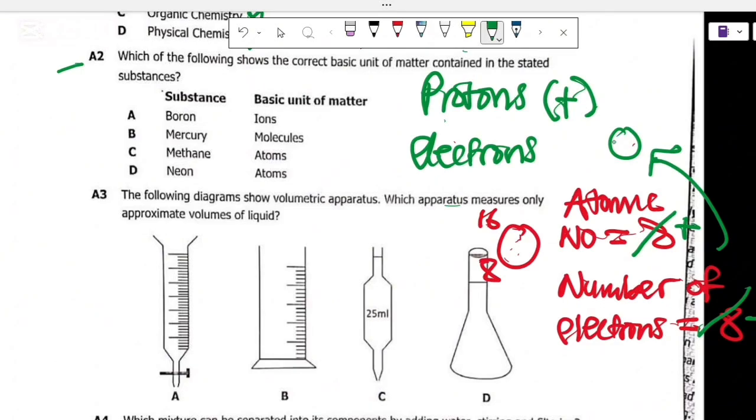So why is it that atoms are considered to be electrically neutral? Well, because the number of protons is equal to the number of electrons. So they cancel each other to bring about this uncharged state of an atom. So I hope you get the point.